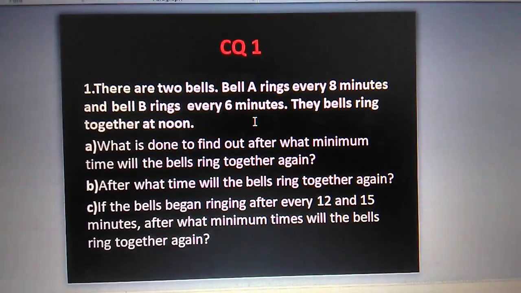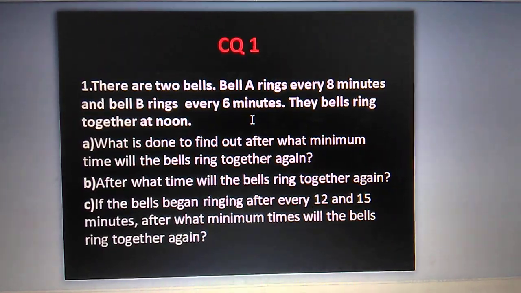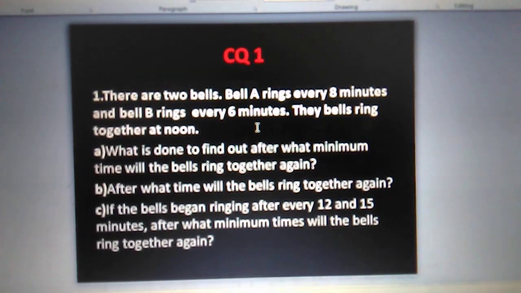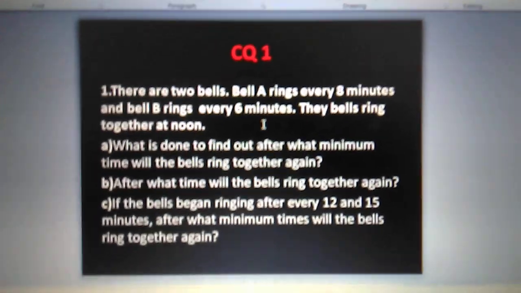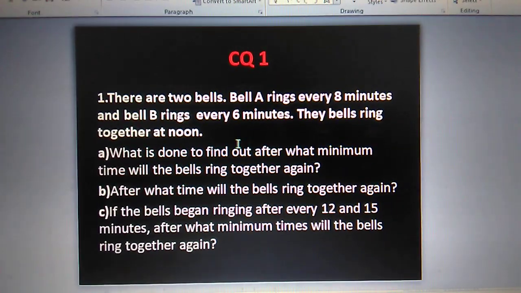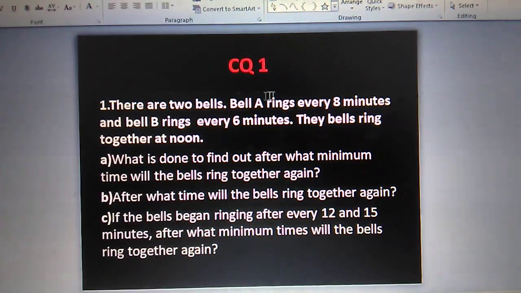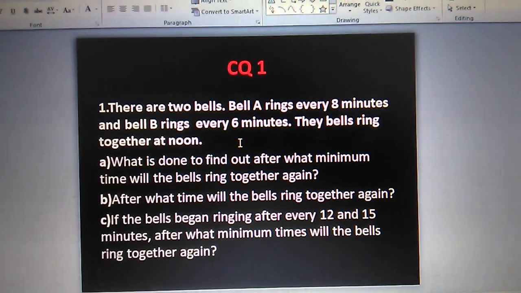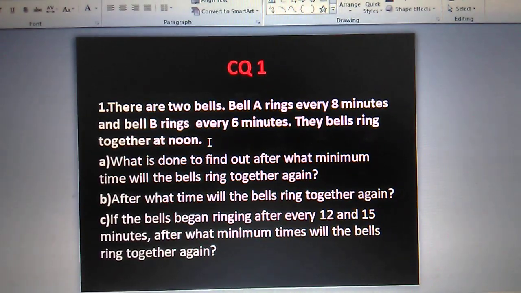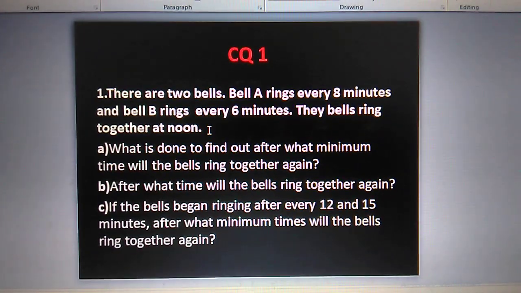Here you can understand that there is some clock at your home. After a certain period of time, the bell starts to ring in the clock. It is also like this one. The bells ring together at noon. At noon means 12. So one bell rings after 8 minutes, another bell rings after 6 minutes, and the two bells ring together at 12. So this is the information. 8 minutes, 6 minutes, then again they ring together.